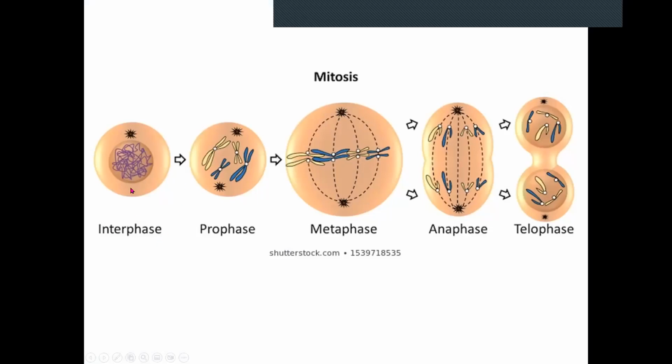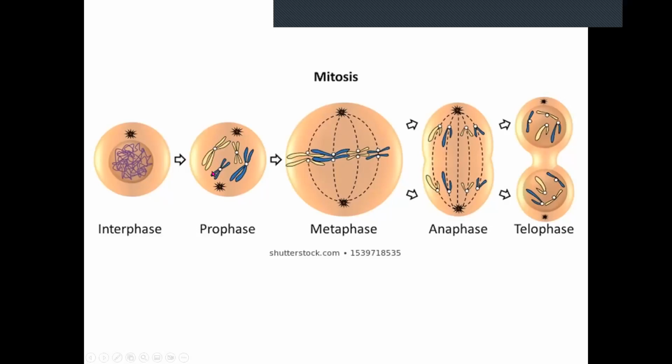Your normal cells around the body, they're not doing much. They're just happily being you. But if a cell needs to replicate, a few things happen. The nuclear membrane disappears. This thing here, that's called an aster, that replicates. One goes to each end. And now we're assuming there are only 4 chromosomes. And the chromosomes replicate.